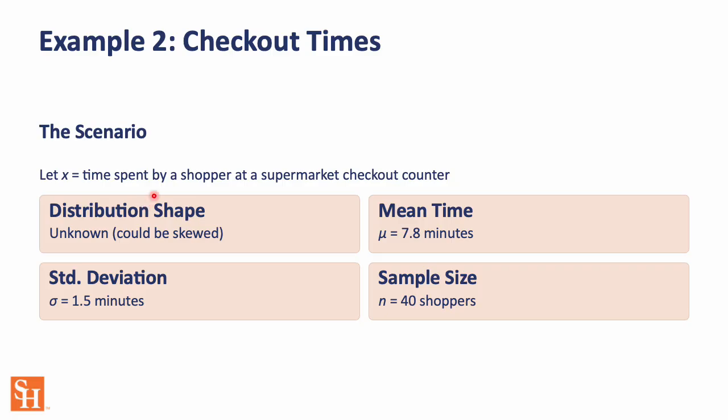Let's now talk about this example. Suppose we are interested in the checkout time in the supermarket. The distribution of the checkout time is not known to us, but we know the mean checkout time is 7.8 minutes, with a standard deviation of 1.5 minutes. The sample size we have is 40, so we are dealing with 40 shoppers. This is the information that we have.